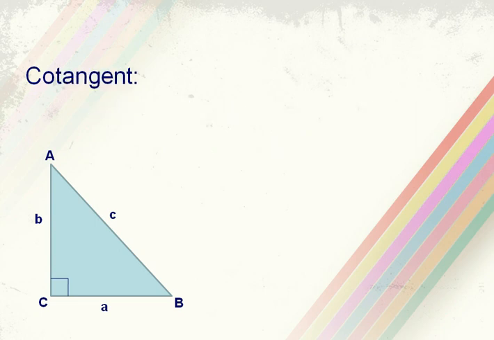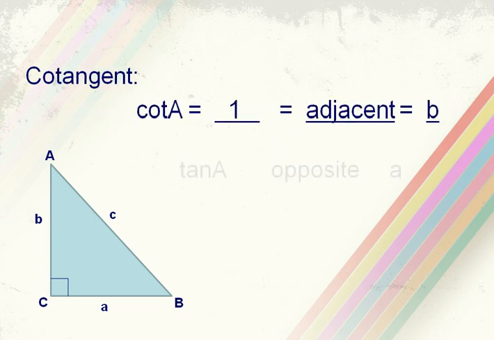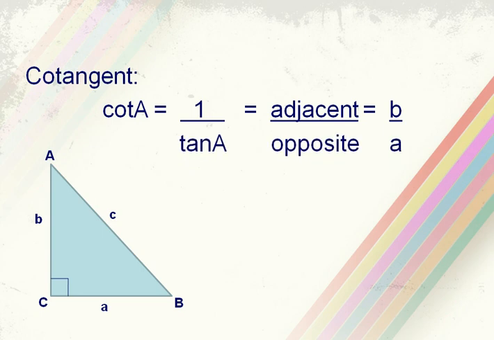And lastly, we have the cotangent of our angle A, which is the adjacent divided by the opposite because it is the reciprocal of the tangent. That would result in B over A.